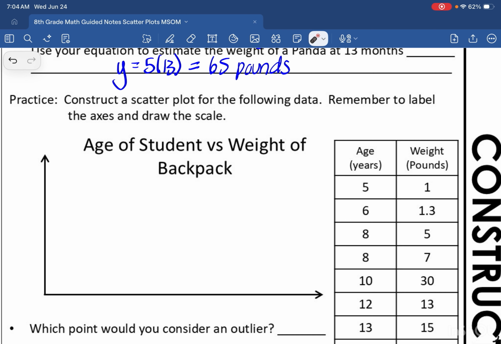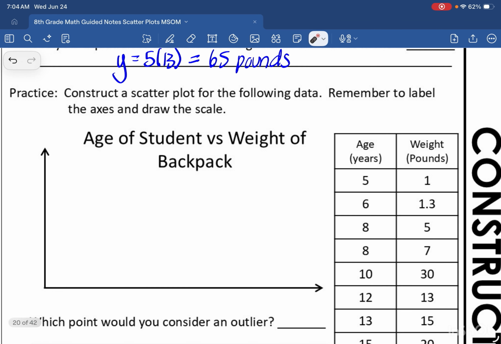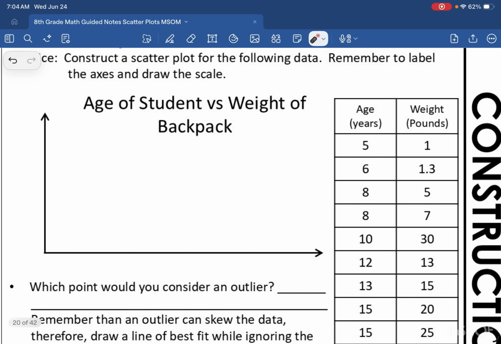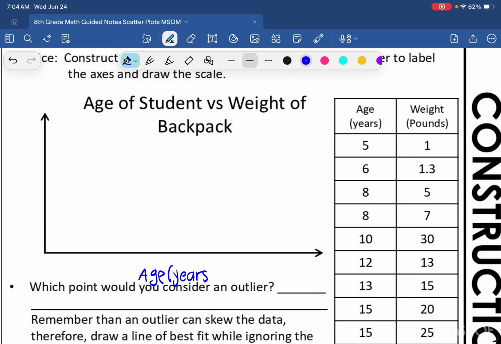Practice. Construct a scatter plot for the following data. Remember to label the axis and draw the scale. Okay, so let's start with labeling my axes. I have the age of a student versus the weight of the backpack. So the weight of the backpack is going to depend on the age of the student. So age is going to be my independent variable and be on the bottom. And weight in pounds of the backpack is my dependent variable, and that will go on my y-axis.